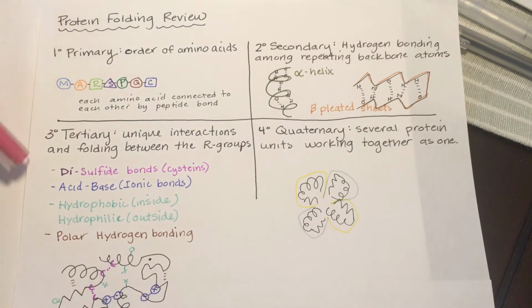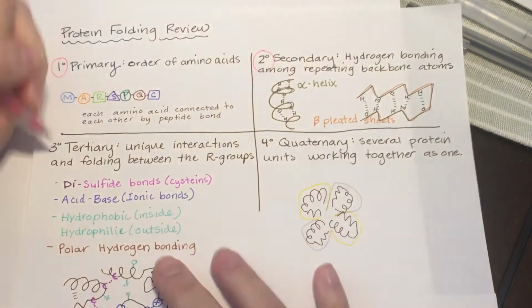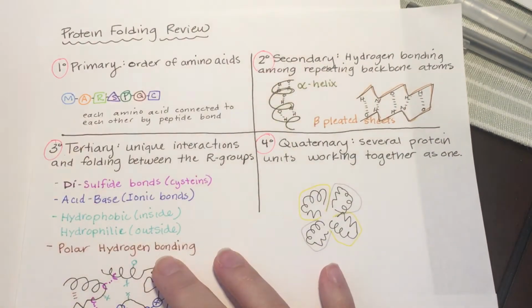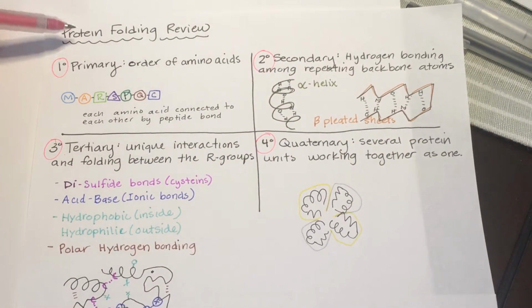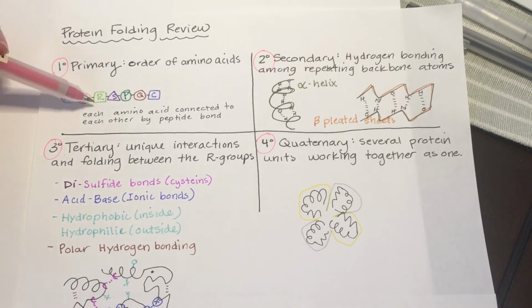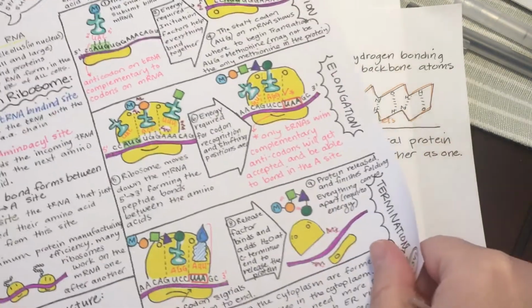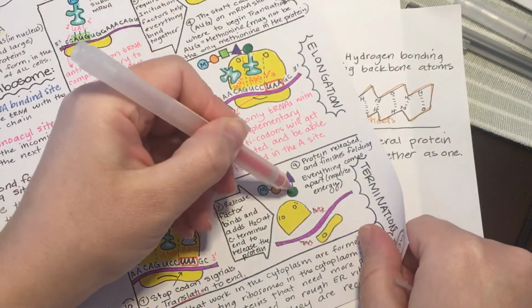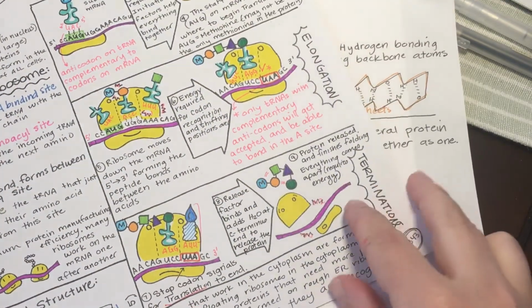So we have 4 levels of protein folding: primary, secondary, tertiary, quaternary. Primary protein folding is just the sequence or the order of those amino acids. So it's what amino acids are connected to each other by peptide bonds. That was done here by showing different shapes and different colors, right? There's 20 different amino acids. What's the order?